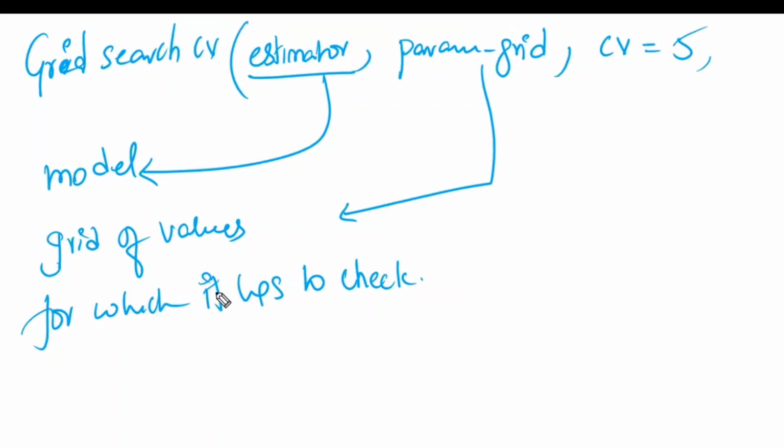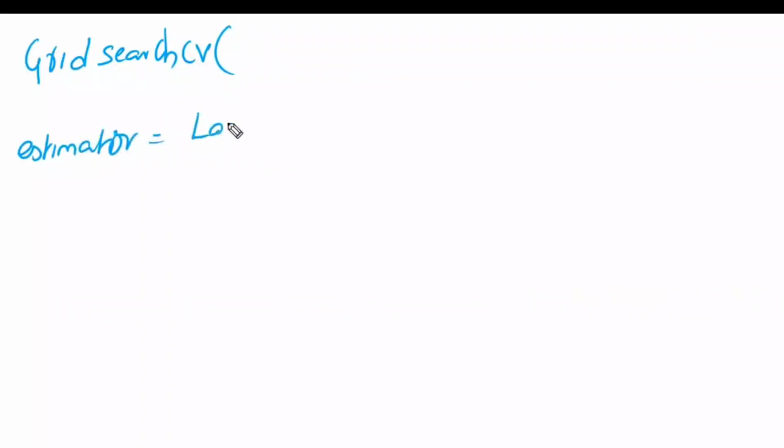Estimator means the model, and the grid of values means it is going to check for which values it has to do all these things. Okay. So now I'm going to take Grid Search CV. Don't write, just focus. I'm going to write estimator is equal to the lasso model. Grid is param grid.